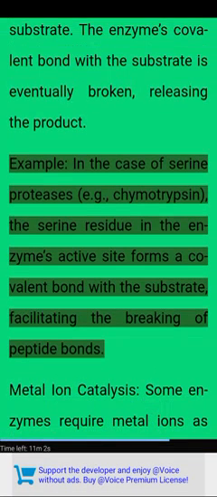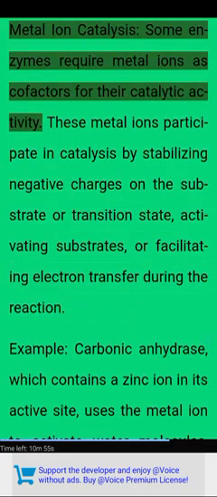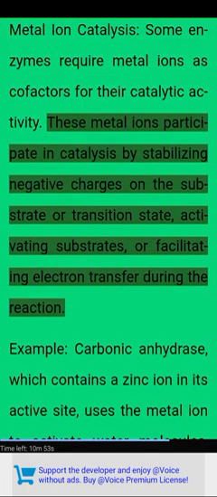Example: in the case of serine proteases, e.g., chymotrypsin, the serine residue in the enzyme's active site forms a covalent bond with the substrate, facilitating the breaking of peptide bonds. Metal ion catalysis. Some enzymes require metal ions as cofactors for their catalytic activity. These metal ions participate in catalysis by stabilizing negative charges on the substrate or transition state, activating substrates, or facilitating electron transfer during the reaction.